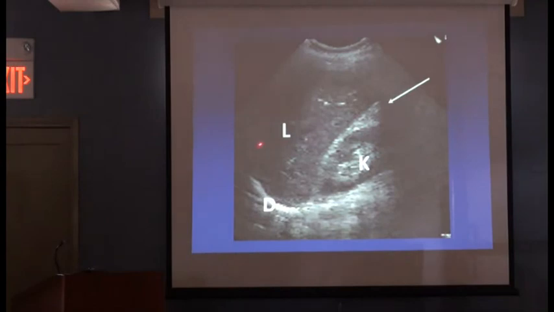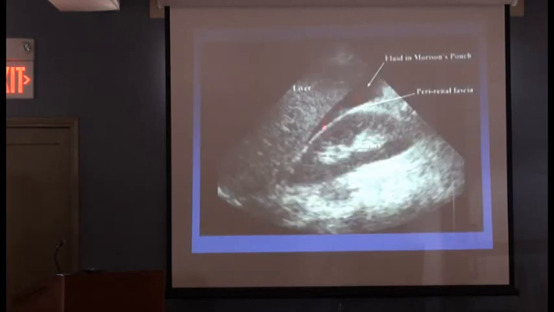This is the left upper quadrant, the right upper quadrant. This is normal. Here's kidney, okay, K. Here's liver, L. Here's diaphragm, right here. This is normal. In sonography, dark is fluid, all right? I don't see any dark here, but I do here, all right? That's fluid. This is called Morrison's pouch, some of you may know that.